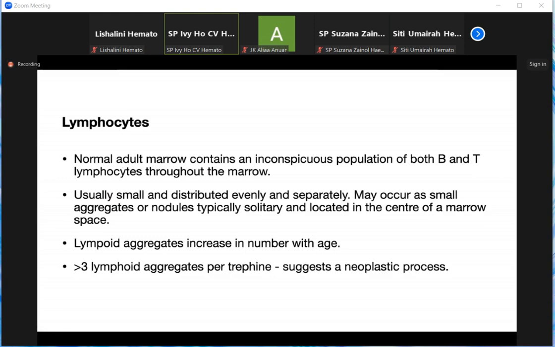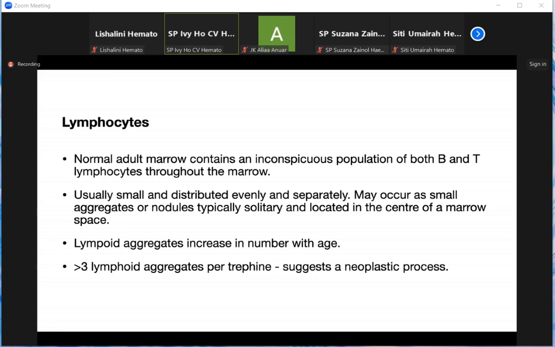Okay, now let's go to lymphocytes, which will be our main character today. In normal adult marrow, this population of lymphocytes can consist of both B and T cells, and they are usually inconspicuous. They are not very obvious, and they are distributed throughout the marrow. Usually the T cells will be slightly more than the B cells in the marrow. And these cells are small, and they are separated from each other and distributed evenly throughout.